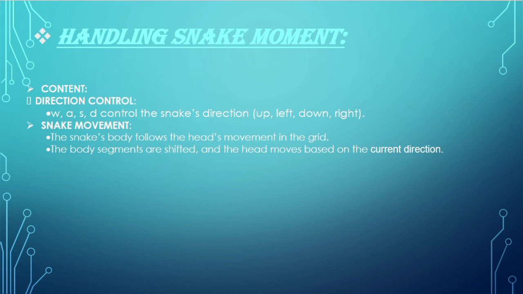Now we are going to talk about handling snake movement. Direction control: we are using the WASD buttons to control the snake's direction, in which the snake can move up, left, down, and right by pressing the W, A, S, and D letters respectively. Snake movement: the snake's body follows the head's movement in the grid. The snake body segments are shifted and the head moves based on the current direction. Now I am going to hand over to Aditya Shrivastava.